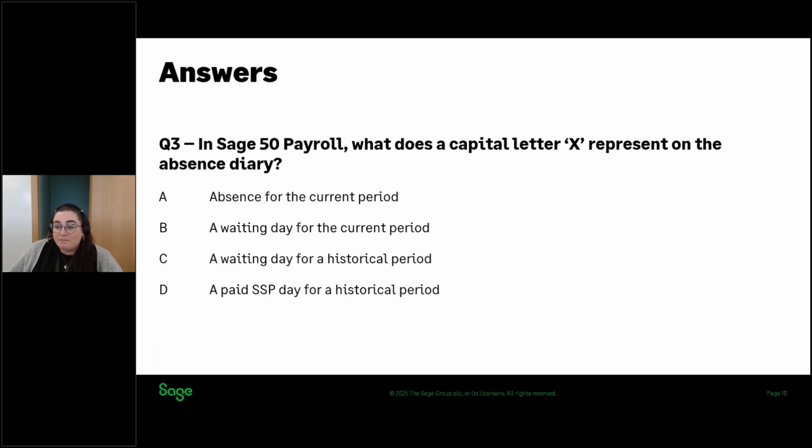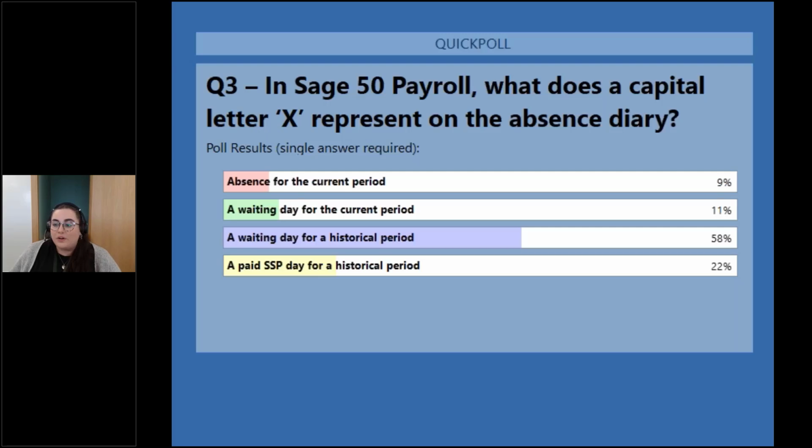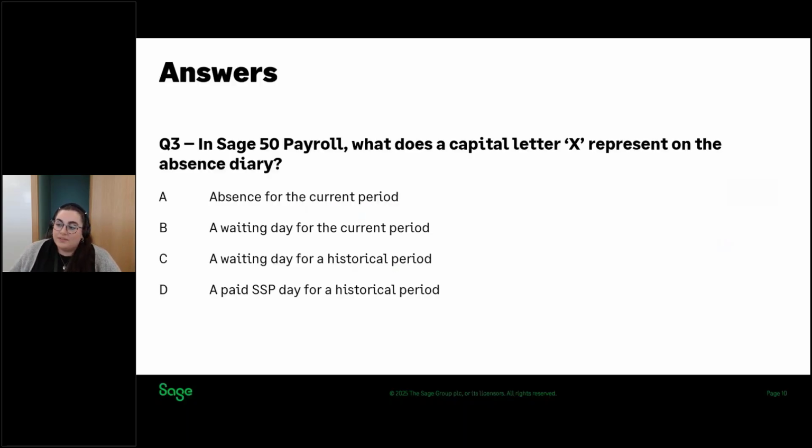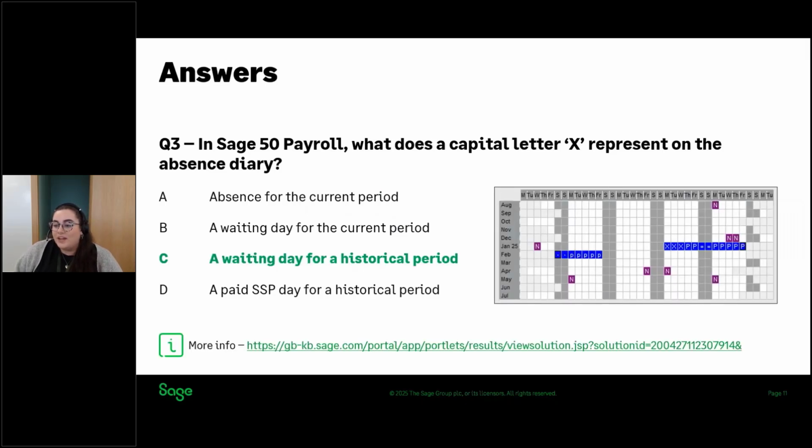Question number 3. So in Sage 50 Payroll, what does a capital letter X represent on the absence diary? Let's see what you all thought. So a little bit more of a mix of answers here, but 58% of you have said a waiting day for historical period. And let's go ahead and see what the answer was for question 3. And it was a waiting day for a historical period.